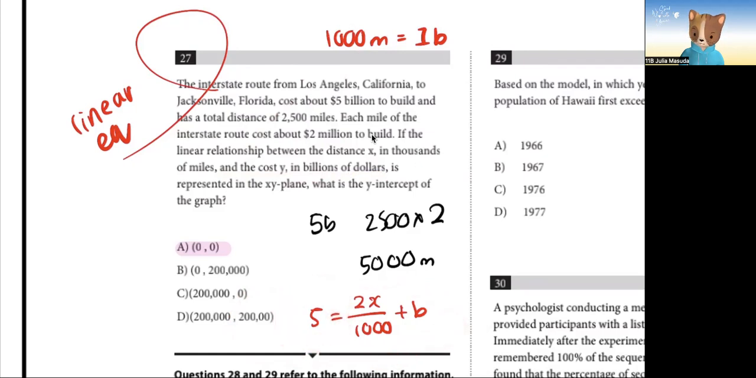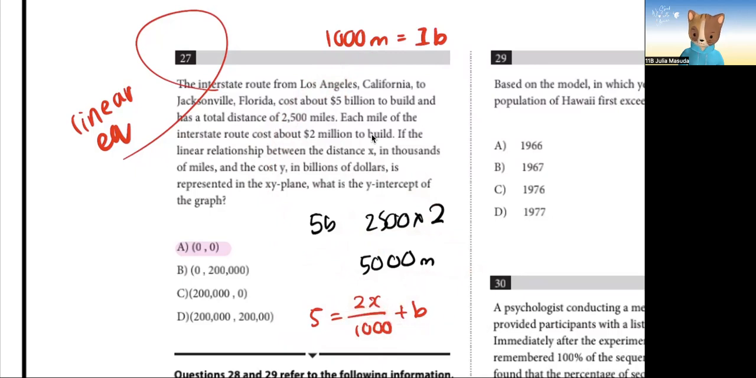Okay, so we know $5 billion is the whole project, but we also know you need to multiply 2 million to each mile, which is represented by x, the distance x. But that's not enough. 2 times x is not enough, because that will give you millions, and that will mess up the equation. So you want to make sure this is in billions. In order to do that, we divide it by 1,000, because it makes sense, right? 2,500 times 2, we got 5,000. We needed to convert it to billions, and we just need to divide it by 1,000 to get 5. So we will divide the whole thing by 1,000, no matter what the mile is.